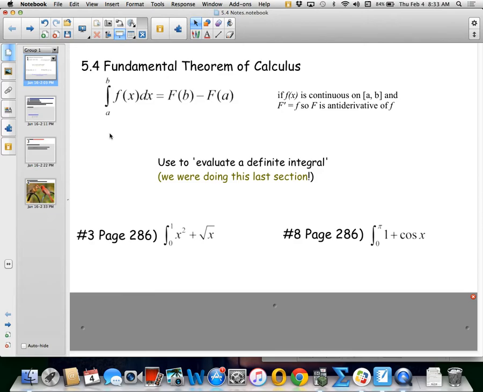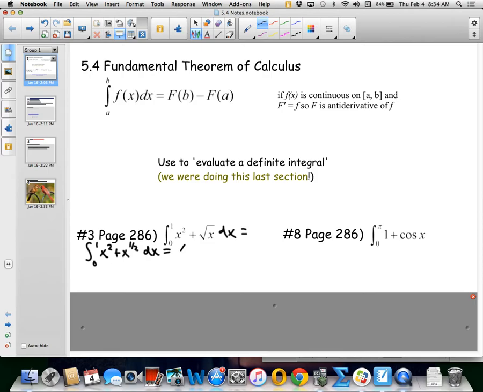So first example is number 3 on page 286. Integral from 0 to 1 of x squared plus the square root of x. Let's go through this together. I hope someone noticed I left my dx off, so I'm going to write it on there. All right, so this is the same as the integral from 0 to 1 of x squared plus x to the 1/2 dx. Let's evaluate by taking the antiderivative.